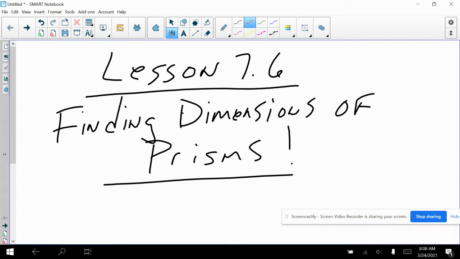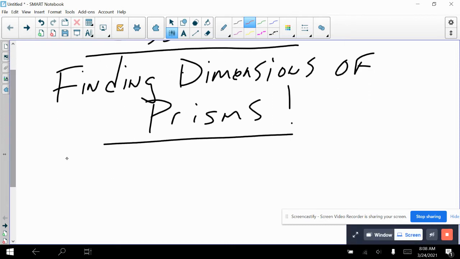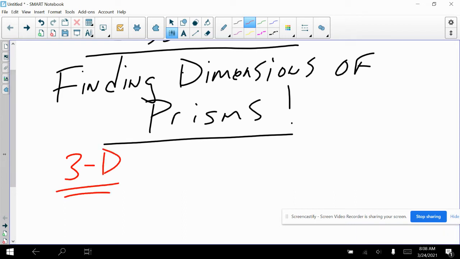All right, do we know what a prism is? Anybody have any ideas? Grayson? Okay, well, we'll start there. It is a 3D shape. Okay. Anything else? Prism. You not worked with these before? No? Okay.